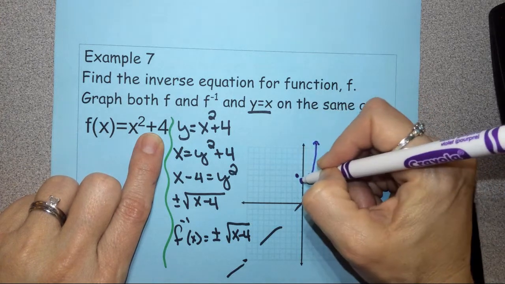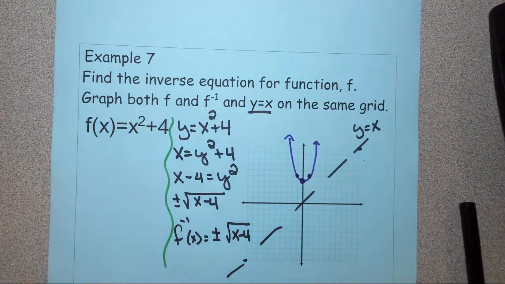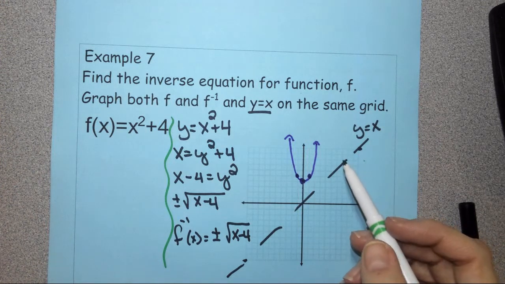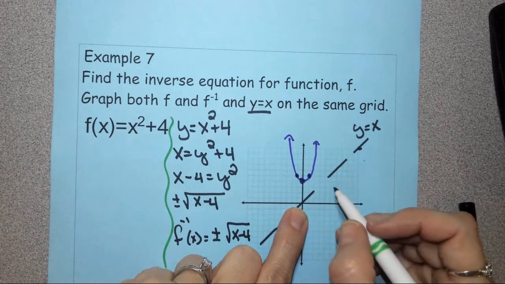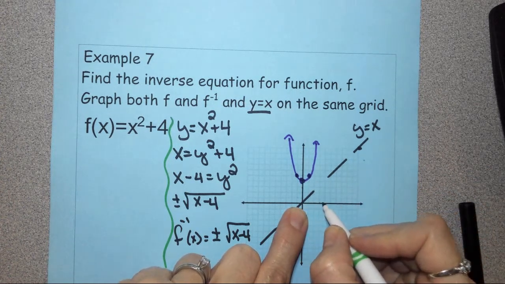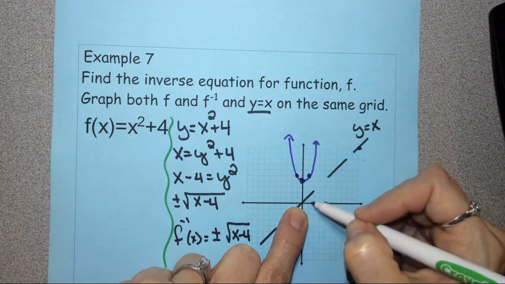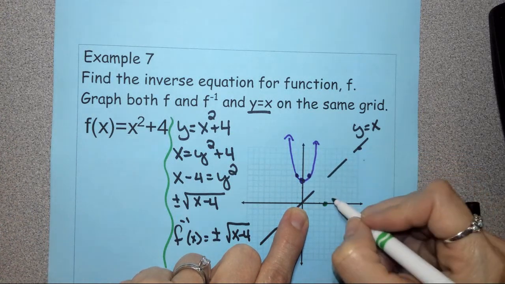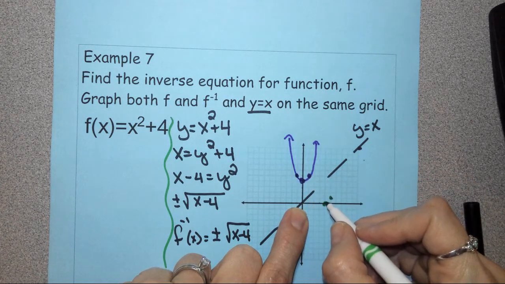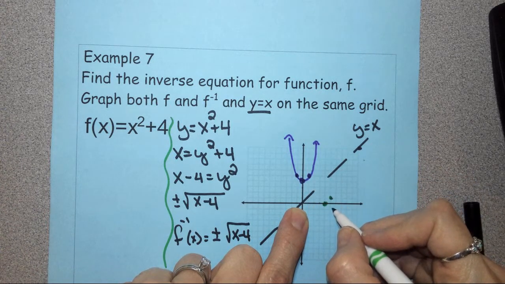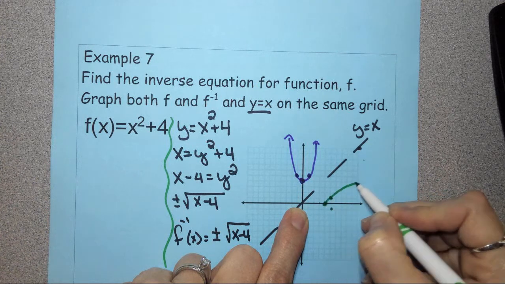So here is my original. I'm going to take those same 3 points and flip them. So this point up here is 0, 4, so I'm going to graph 4, 0. 1, 2, 3, 4. Right here I have 1, 5, so I'm going to graph 5, 1. And I have negative 1, 5, so I'm going to graph 5, negative 1.